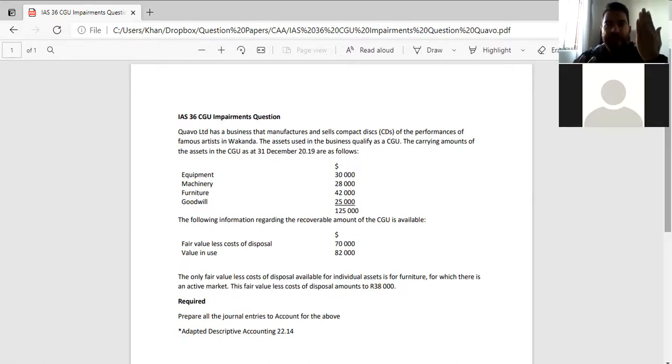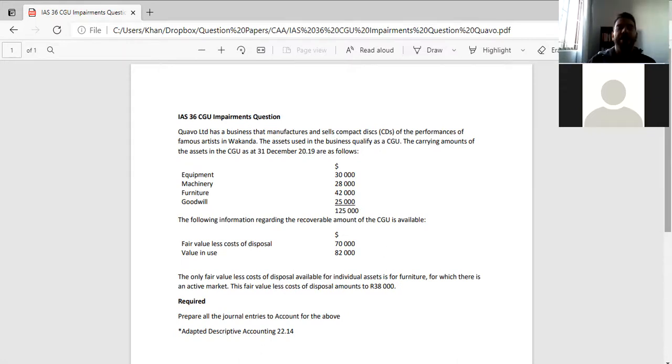Now we say, okay, carrying amount versus recoverable amount. Carrying amount 125, recoverable amount 82. Remember, the carrying amount should not exceed the recoverable amount. So the carrying amount is exceeding the recoverable amount, and therefore we will have an impairment. Okay, so let's go on. The only fair value less cost of disposal available for individual assets is for furniture, for which there is an active market. The fair value less cost of disposal amounts to 38,000 Rand.